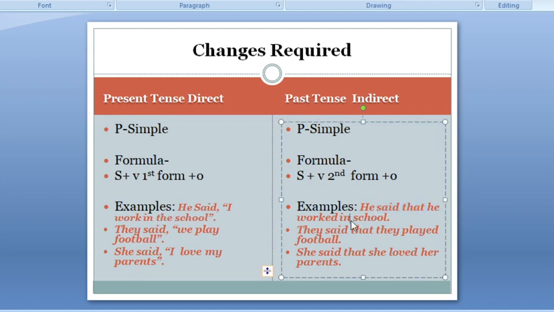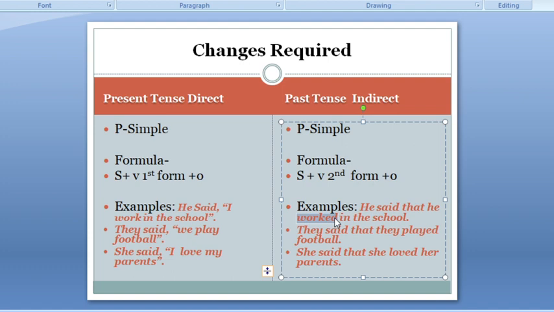So he said, "I work in the school." These are my own words. But if somebody repeats these words, they will not use "I" because he is talking about me, so he will say he worked in the school. And you can see here that the verb form changed from work to worked.